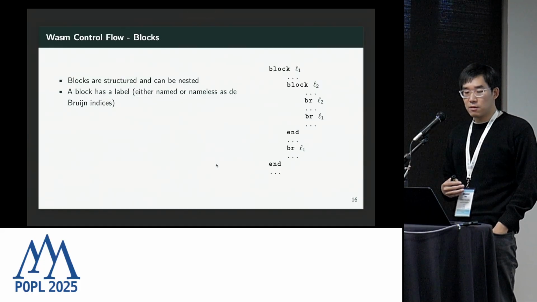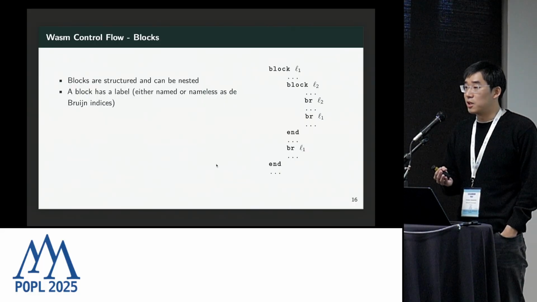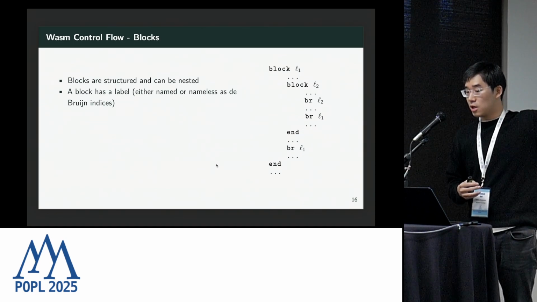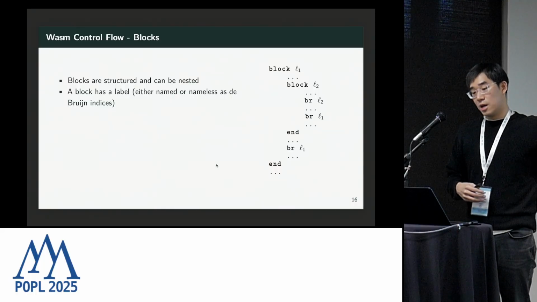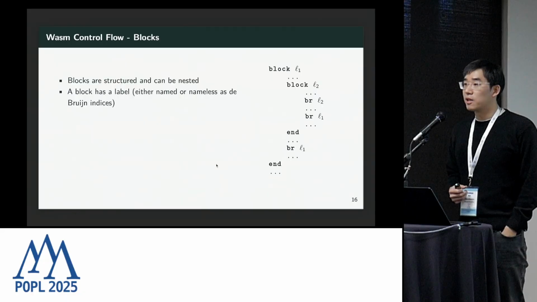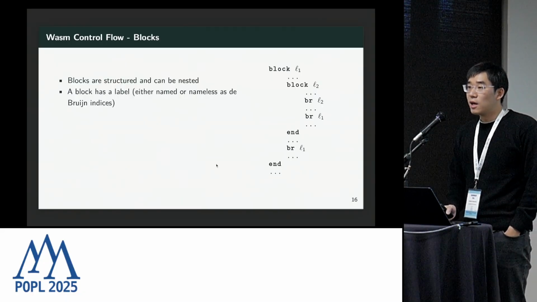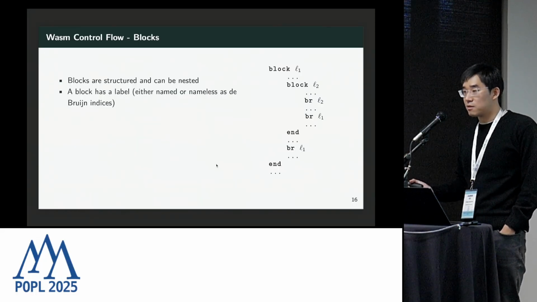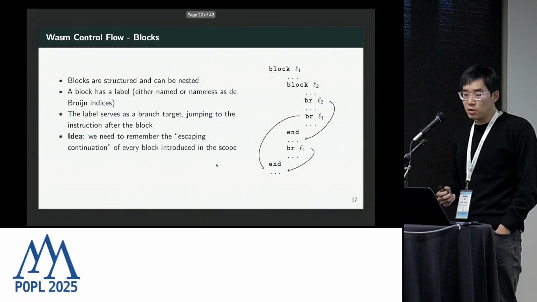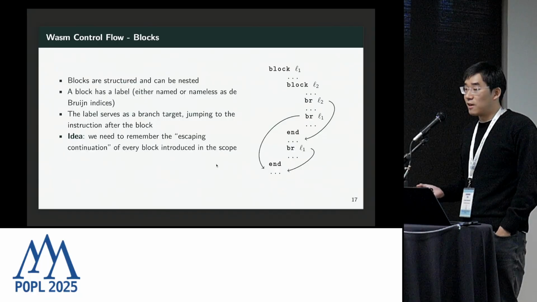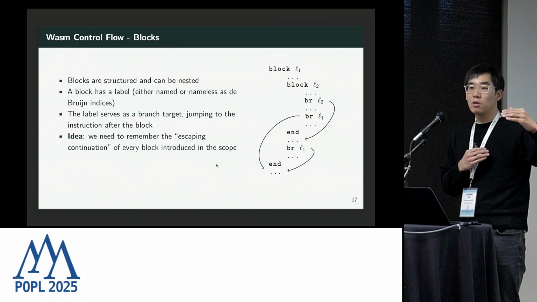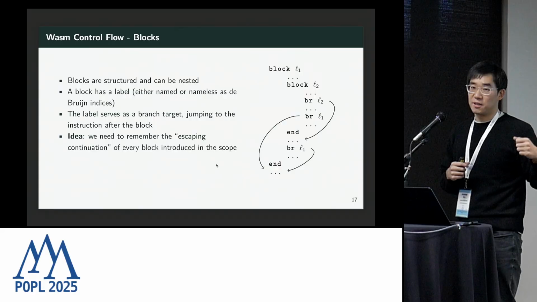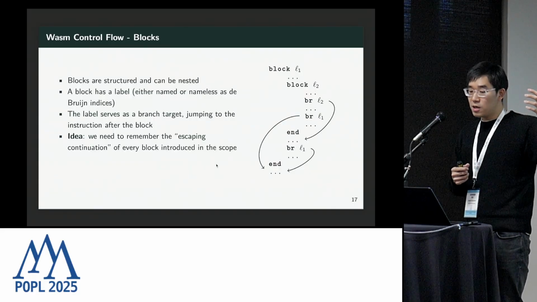The first thing is that those blocks are structured and they can be nested. Here on the right, I showed an example. We have a block, and inside the block we have another block, right? An important thing for the block is that a block has a label, and this label can be either named, like L1, L2 here, or nameless as de Bruijn indices. More importantly, those labels serve as branch targets. So inside of a block, we can have this BR instruction referring to the label introduced by the block, meaning that we want to jump to somewhere introduced by the block.